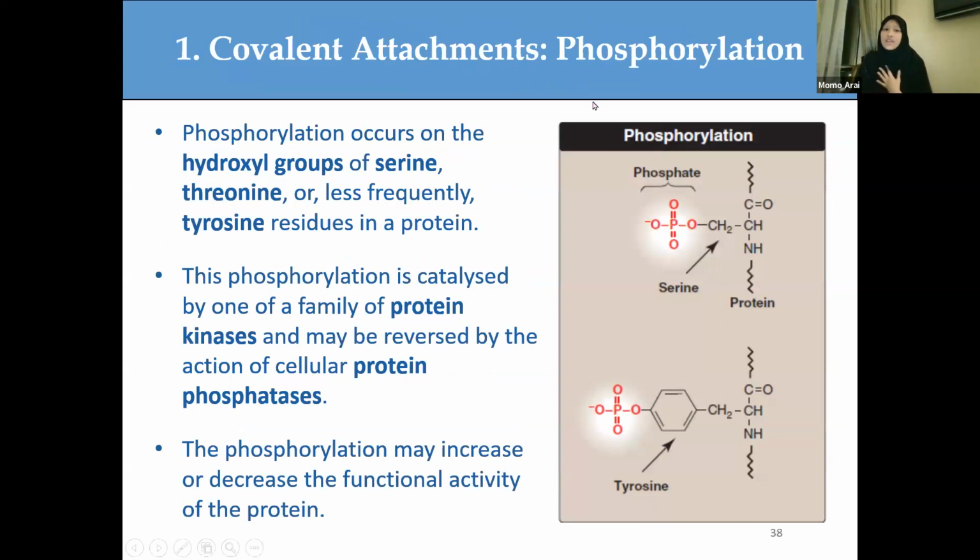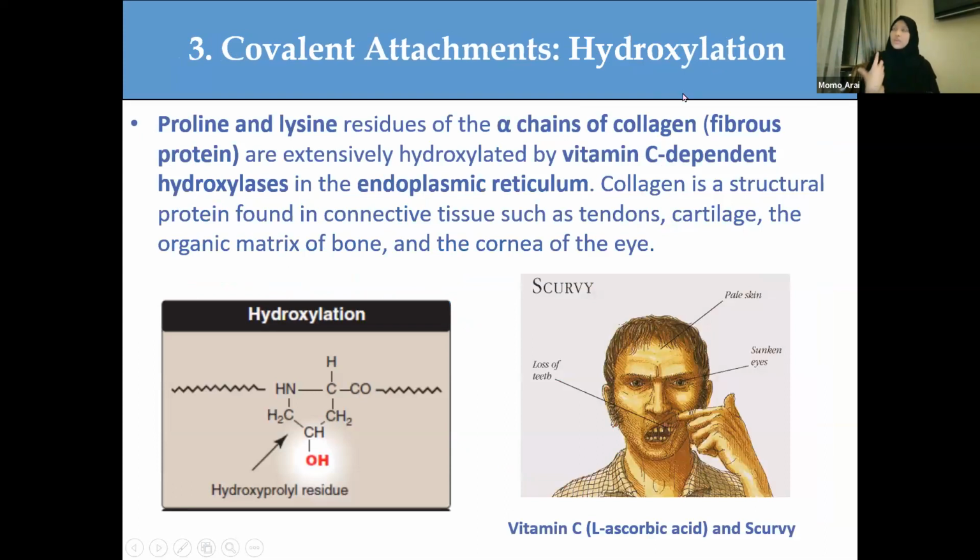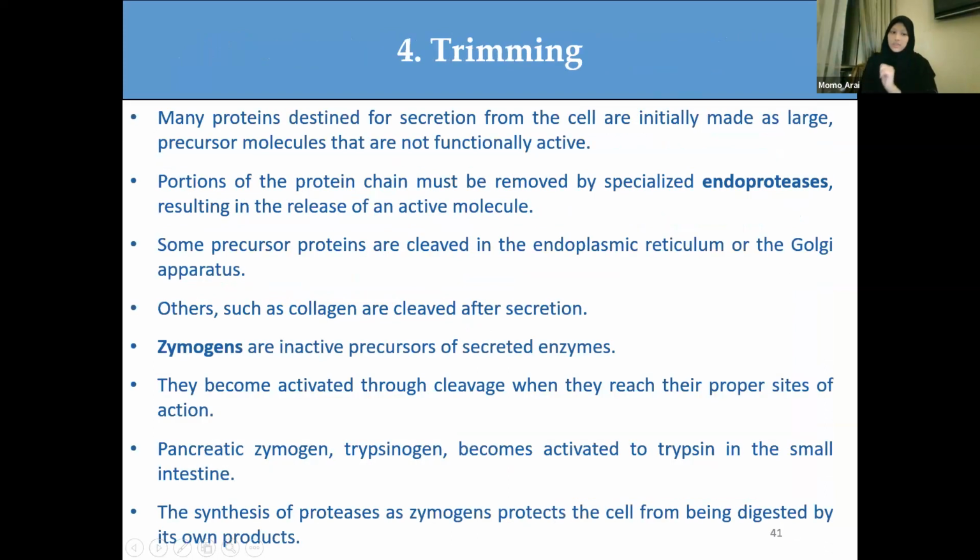Now, the changes that can happen to the proteins are four main things, and I'll end the presentation with that. I hope everything else is clear before it. This is after it's being translated. After you have the protein, you can have phosphorylation, which is addition of a phosphate group. You can have glycosylation, which is addition of carbohydrate groups, or addition of hydroxyl groups, which are OH groups, called hydroxylation. And the fourth thing is trimming, which I'll come to.